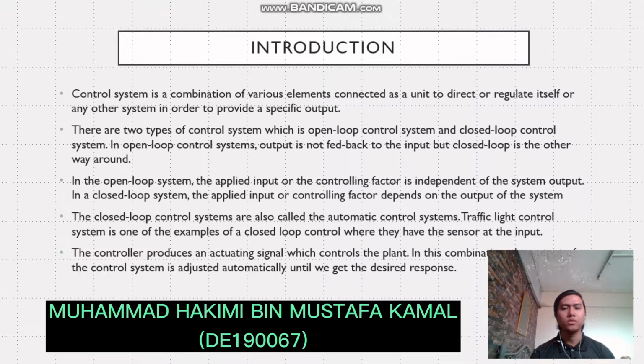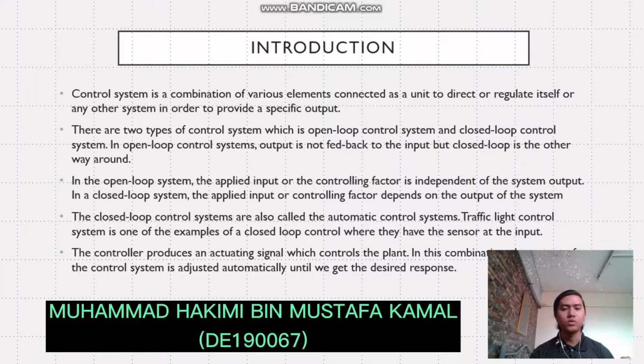I'm going to present about the introduction. Control system is a combination of various elements connected as a unit to direct or regulate itself or any other system in order to provide a specific output. There are two types of control system, which is open loop control system and closed loop control system.